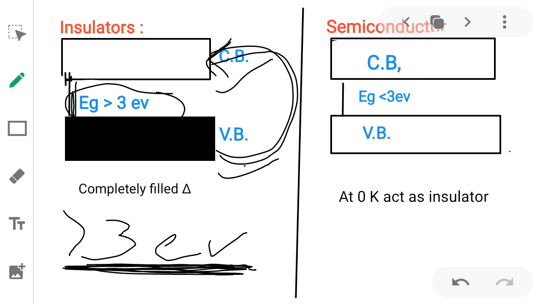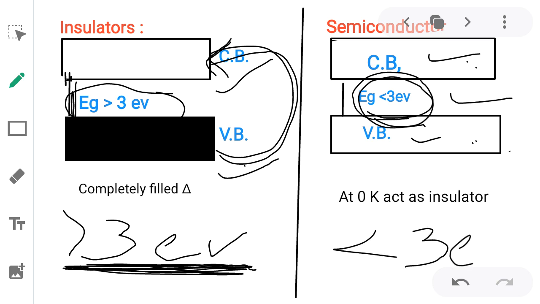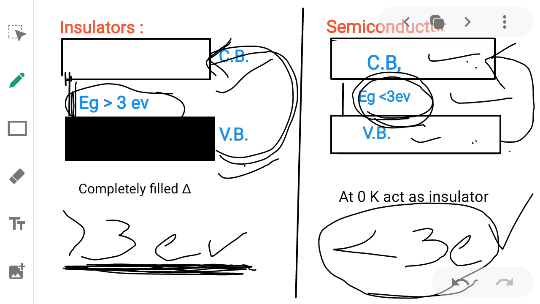Now, in the case of the semiconductor, with valence band and conduction band, the energy gap is less than 3 electron volt, meaning this band gap lies between conductor and insulator. This gap is less than 3 electron volt. Here it is also the same: to shift an electron from the valence band to the conduction band, the energy required must be less than 3 electron volt.